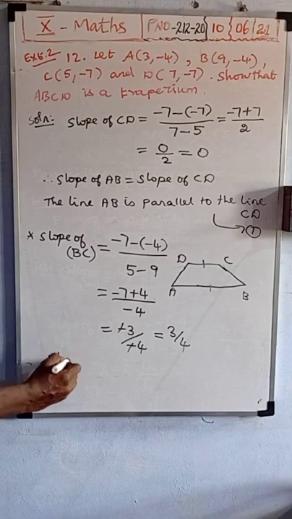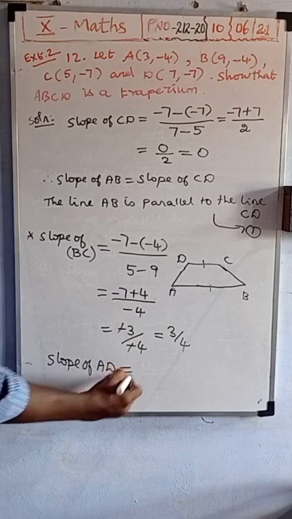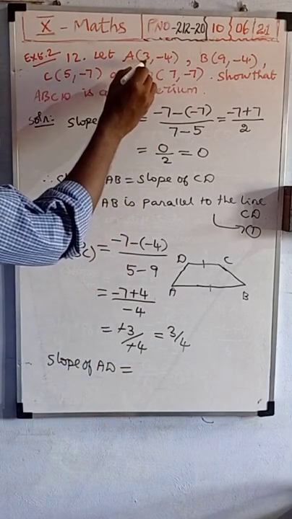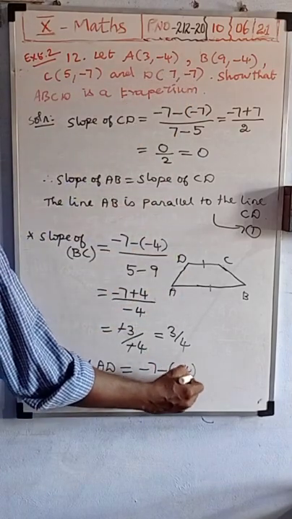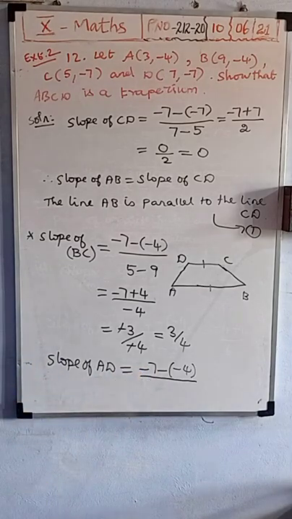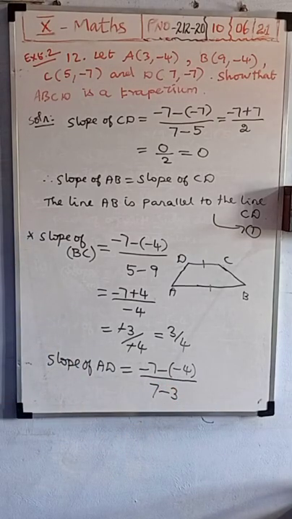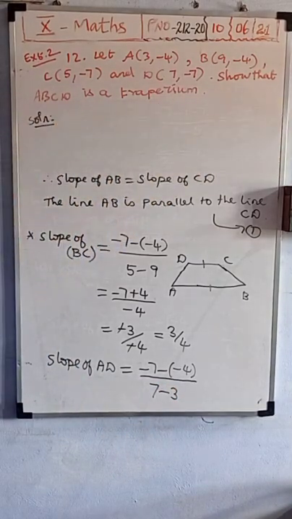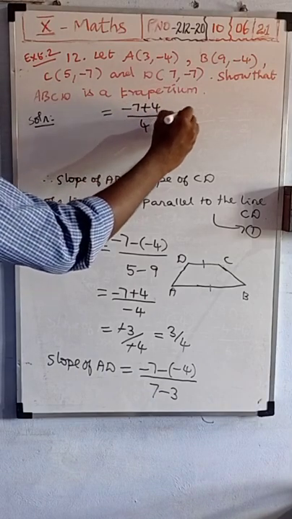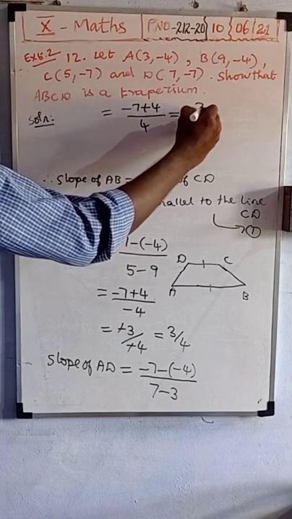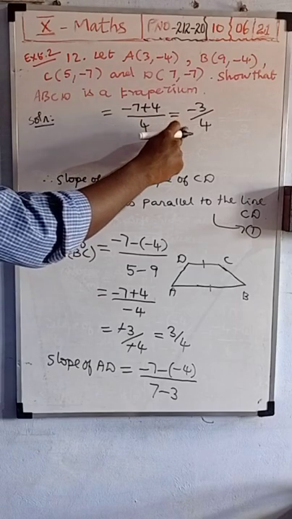Next, after slope of BC, the opposite side is AD. Slope of AD we want to find. Slope of AD means A point is x1 y1, D point is x2 y2. So y2 is minus 7 minus of minus 4, divided by x2 minus x1, 7 minus 3. Now simplify and you will get the answer. Minus 7 minus and minus becomes plus 4, divided by 7 minus 3, which is 4. Now minus 7 plus 4 means minus 3 divided by 4. Denominator positive 4. Okay, here we received minus 3 by 4.